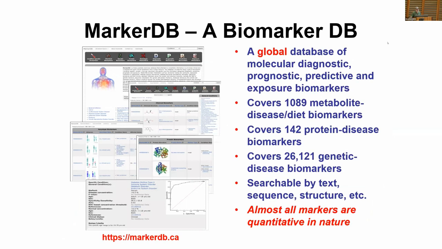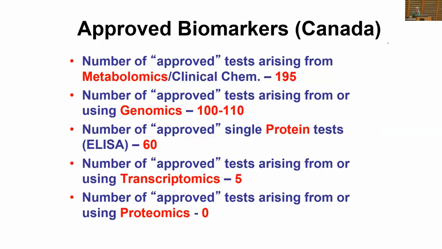We've been able to track almost 1,100 different metabolite biomarkers. A lot of them have very detailed information about their ROC curves and sensitivity and specificity. We're able to identify about 140 protein disease markers. There's a huge number, about 26,000 genetic or DNA markers we've compiled. And almost all of these biomarkers that are in the database are quantitative. Something that we learned, and I think that's a message I want to pass on here: quantitation counts when it comes to biomarkers.